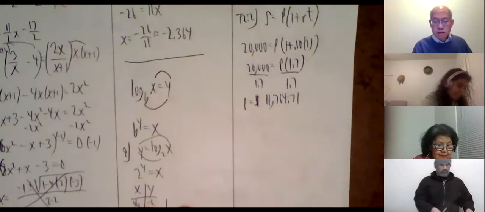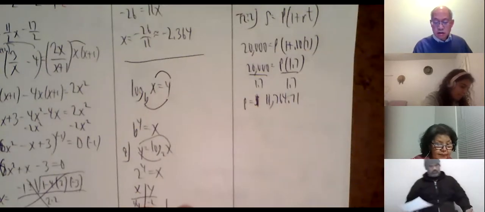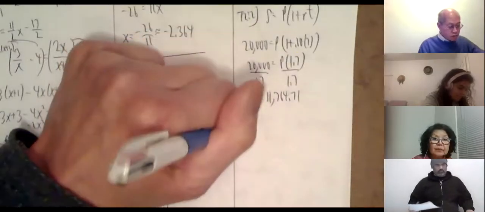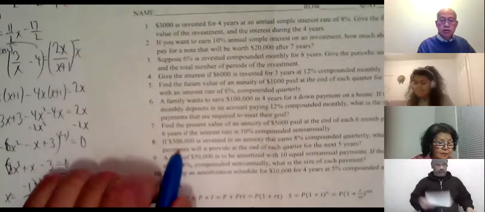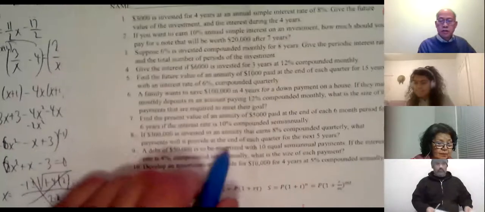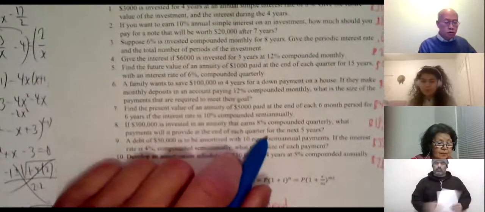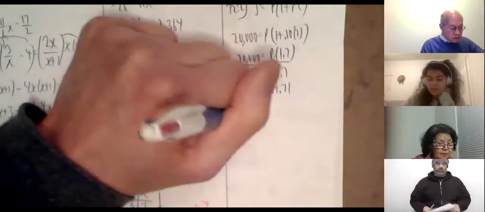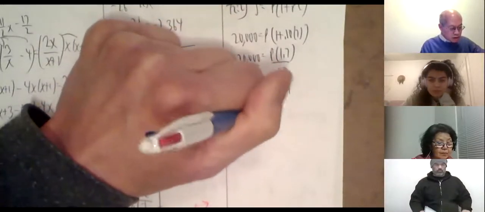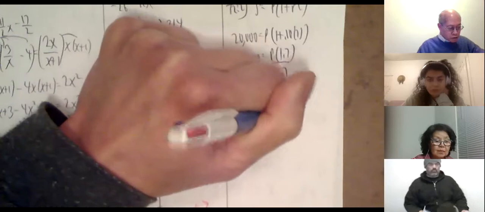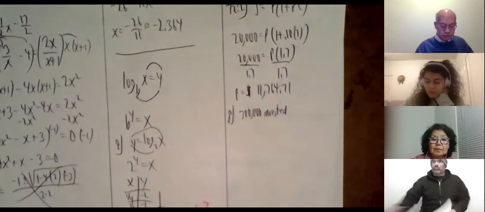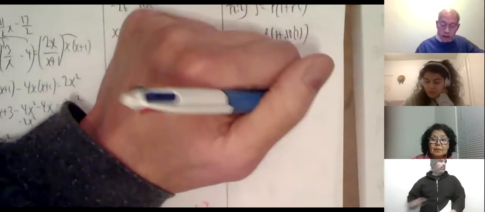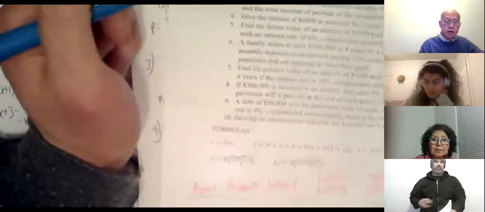Okay, and let's see. Number 8 was asked for. Okay, so $300,000 is invested in an annuity that earns 8% compounded quarterly. So let me write the data down. 300,000 invested, and it says 8% compounded quarterly.